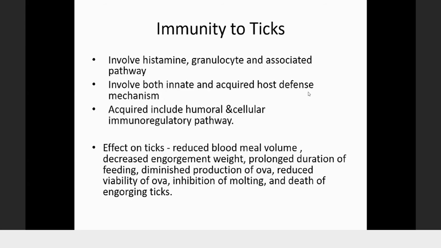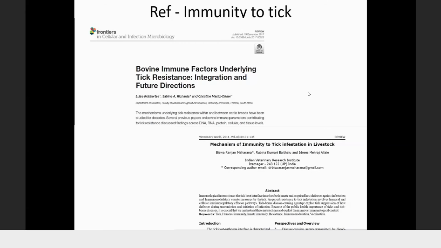So what are the effects on ticks? It can reduce the blood meal volume, decrease the engorgement rate, and prolong the duration of feeding for these ticks, and diminish the production of the ova, reduce viability of the ova, inhibit molting, and cause death of engorging ticks. So here are two papers that I think are easy for you to understand if you want to know more about the immunity towards ticks. You can go and have a read of these two papers.